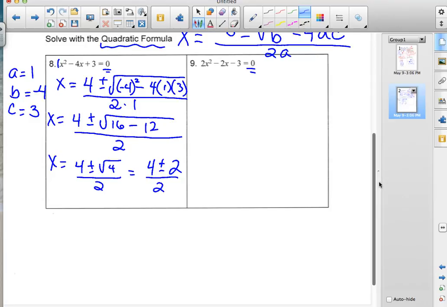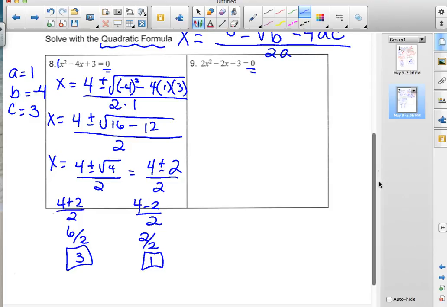And then we have to go through and do 1 with the plus sign and 1 with the minus sign. So 4 plus 2 divided by 2, and 4 minus 2 divided by 2. This gives me 6 divided by 2, which is 3. This gives me 2 divided by 2, which is 1. So I have two solutions. X could equal 3 and x can equal 1.